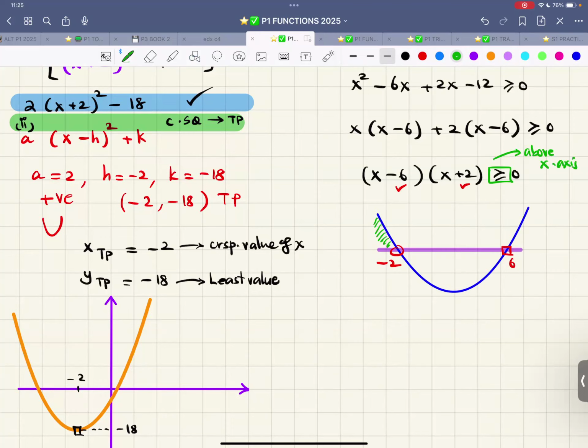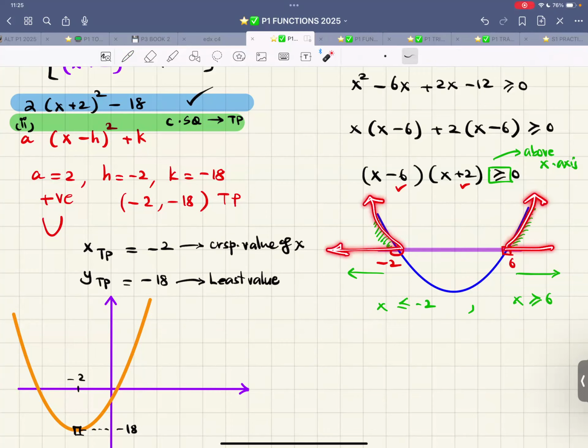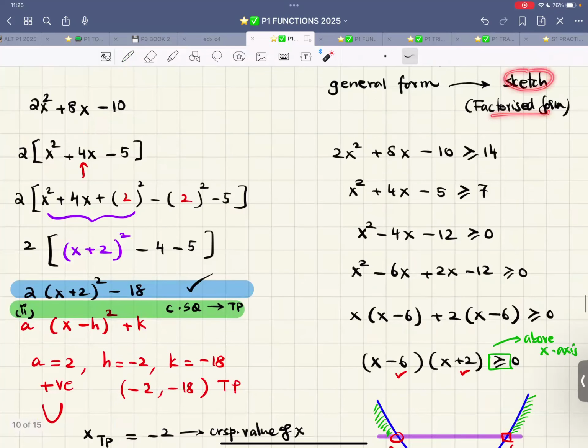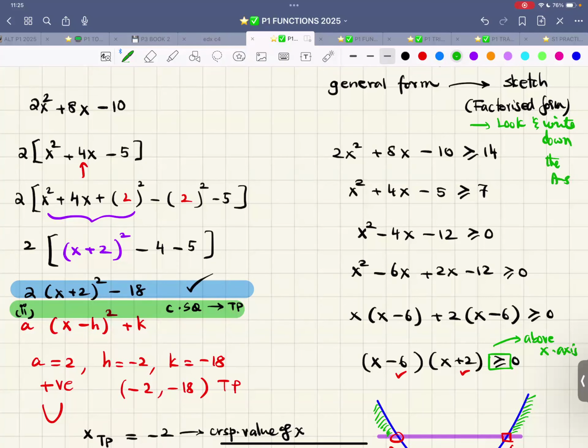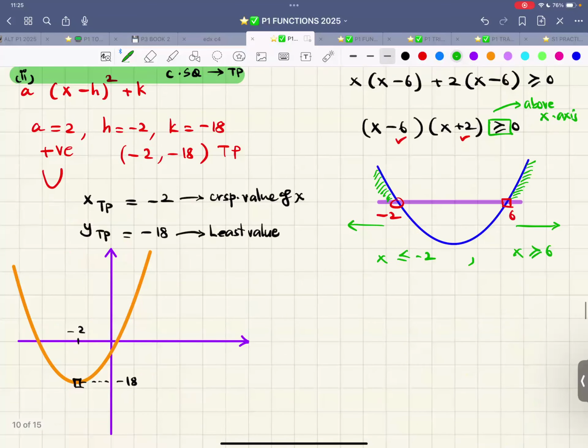So it's 2 separate regions, 2 separate answers. Go extreme right, go extreme left. Therefore, x is greater than or equal to 6 and x is less than or equal to -2. Because when you go to the right, the y values increase. When you go to the left, the y values increase. So that's how you draw a sketch based upon a factorized form, and then you look and write down the answers. Keep that in mind, because for quadratic inequality, drawing a sketch is a must.